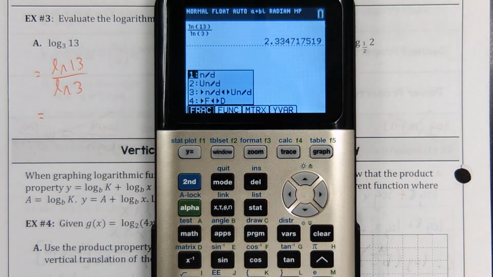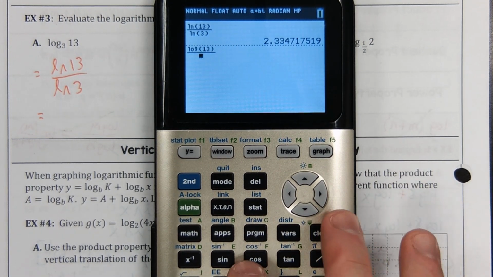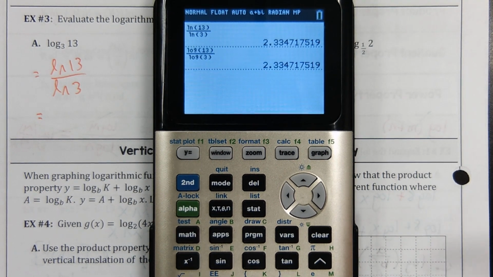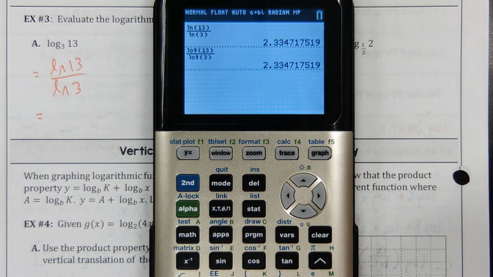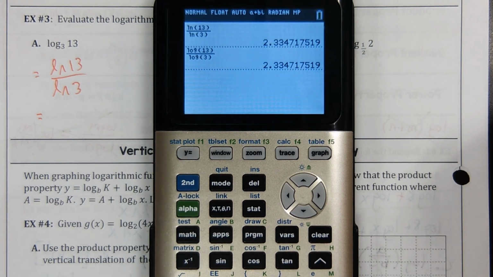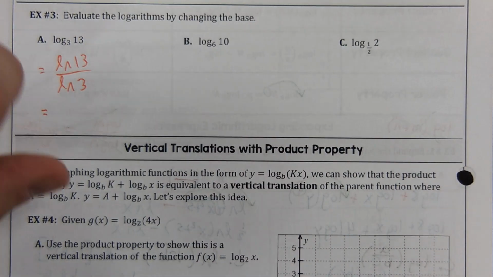And then I'll do it again, but this time I'll use the common log. So you see they're the same answer. And that's not to say that the ln of 13 is equal to the log of 13, because they're not. But the ratio of their values is equal. Okay? About 2, oh, we have to 3 sig figs, right? 2.33. No, that's IB. 3 decimals. 2.335. Man, that's confusing to me sometimes. 2.335.